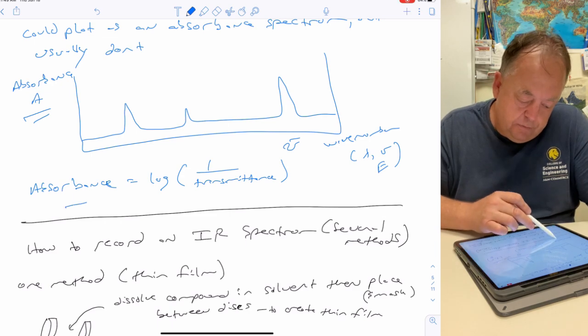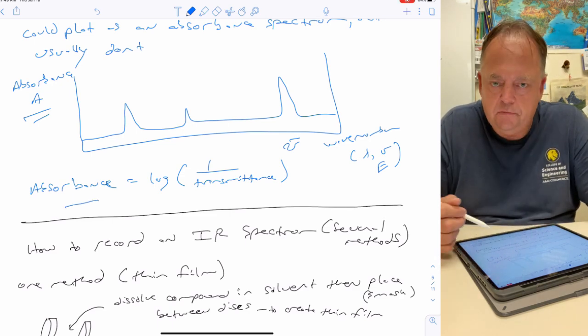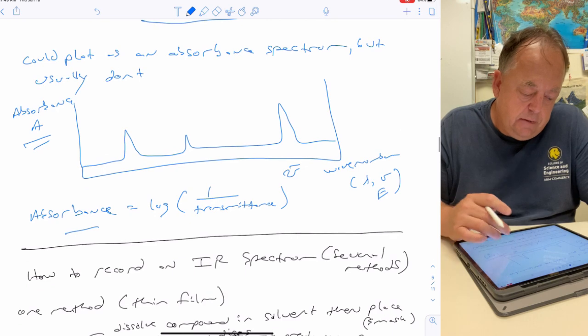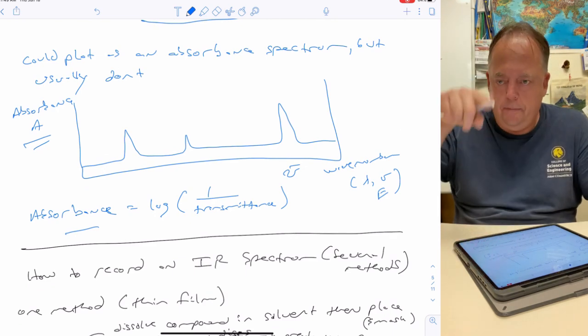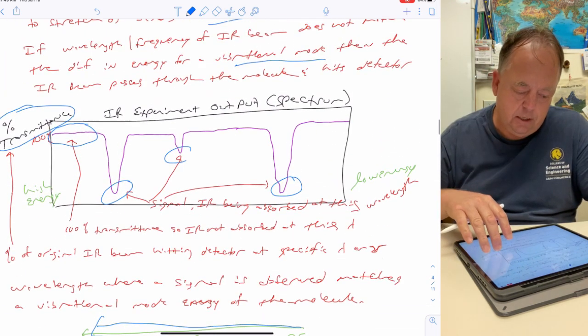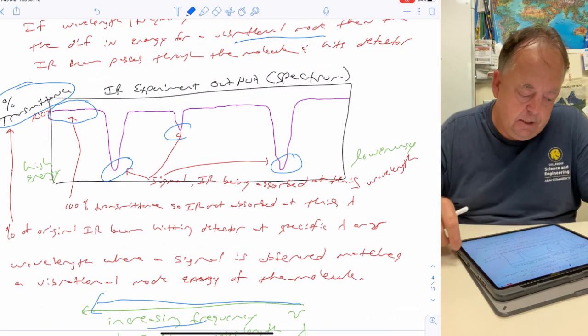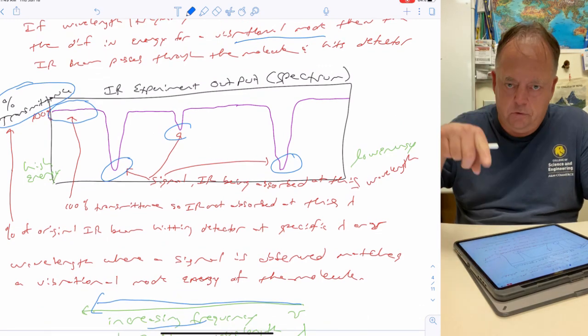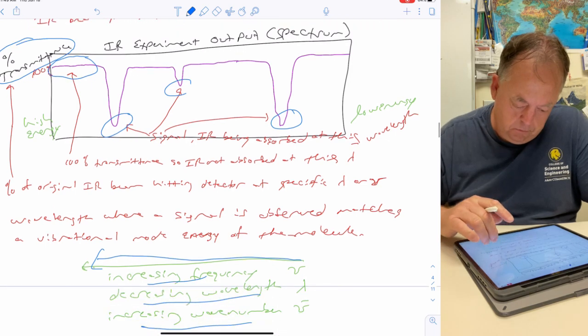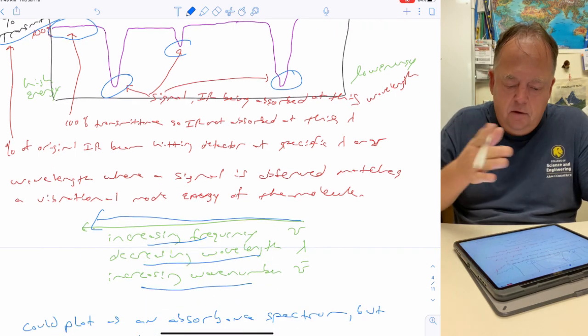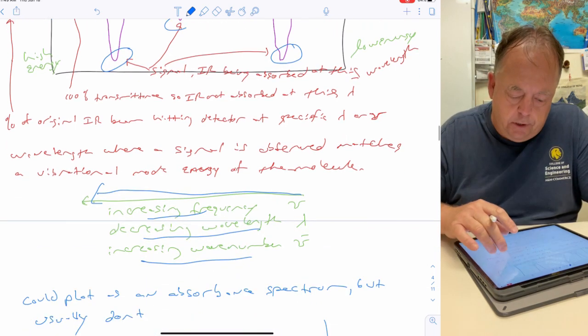Absorption is simply the logarithm of 1 over the transmittance. So you could plot them as an absorption spectrum where the peaks go up, but usually not. They're usually plotted as a percent transmittance spectrum where the peaks go down. But they would be at the same wavelength or frequency or wave number in either case.